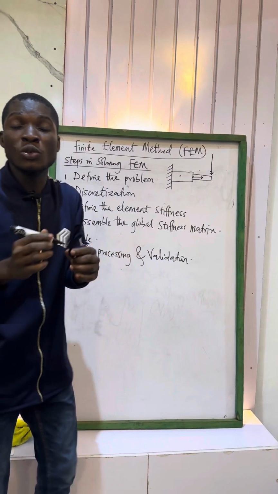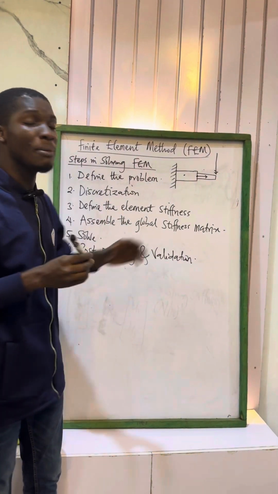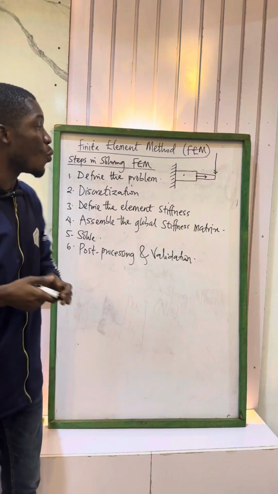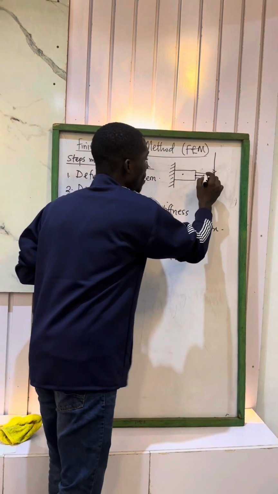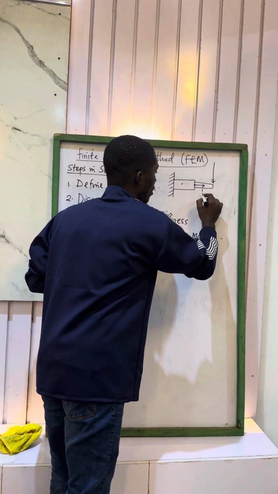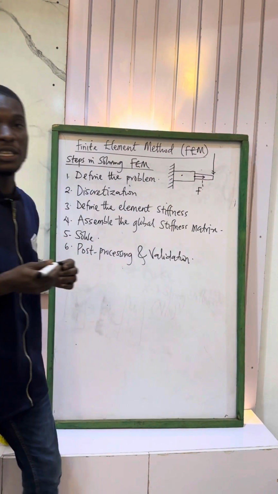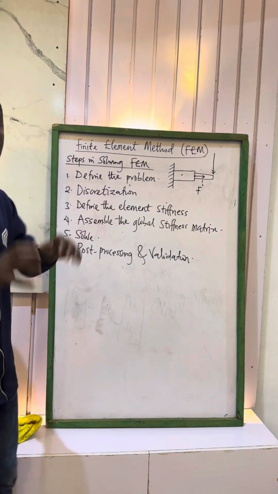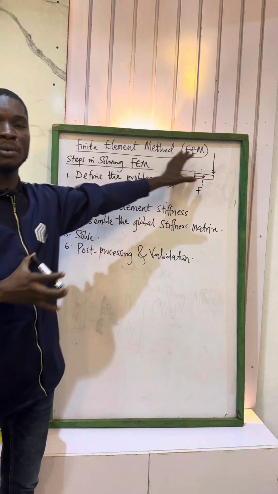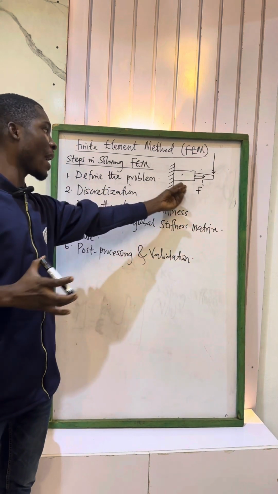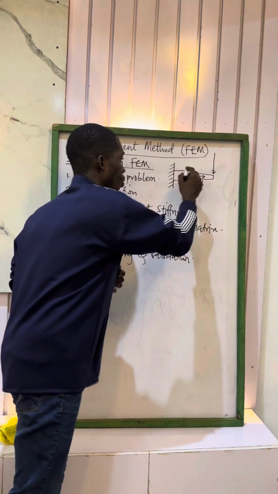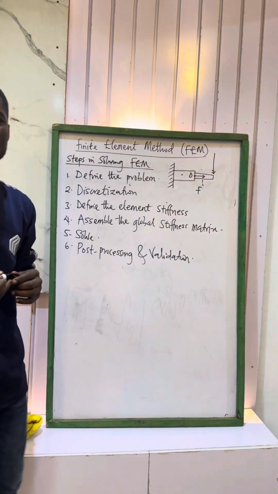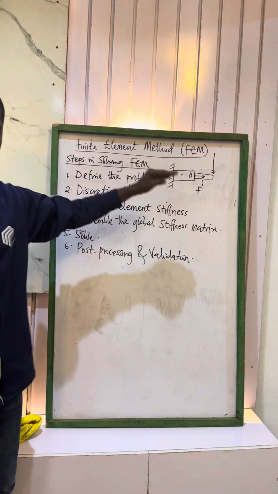But there are different approaches to this. So let me start from here. You say, define the problem. We know the problem we want to solve. Let me call this point F. So that is the force that's being applied there. So we know the problem we want to solve now. This is the problem: a cantilever with a force applied at this point. Let me call the point O.